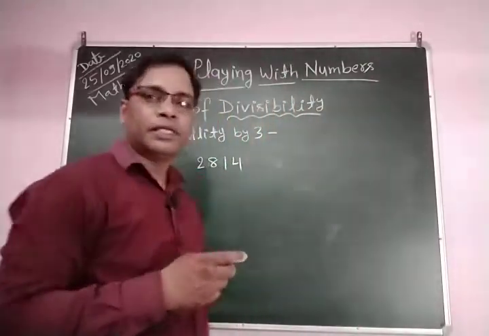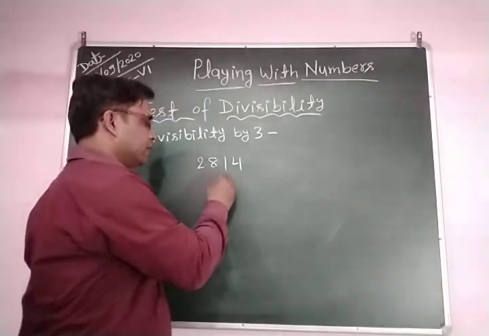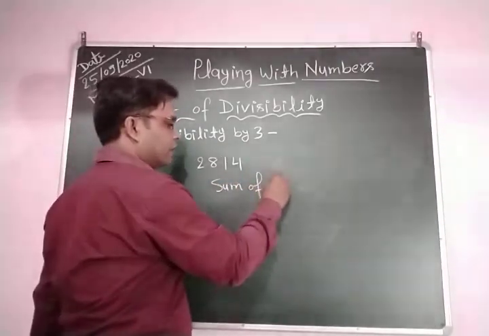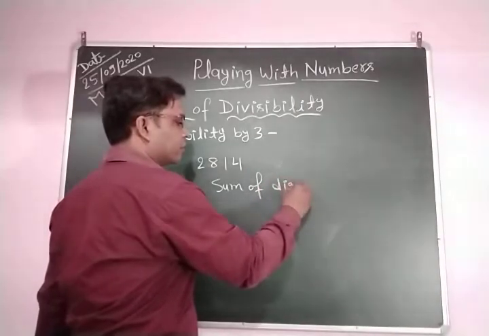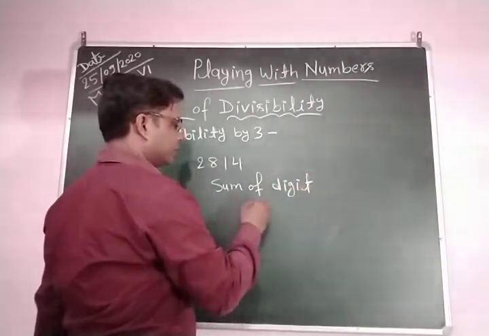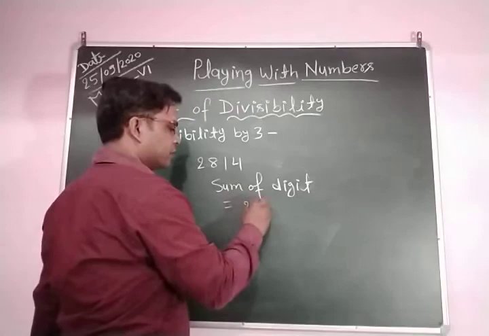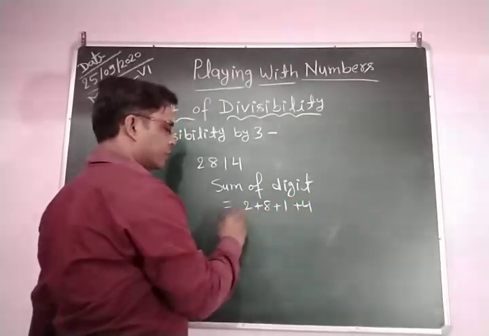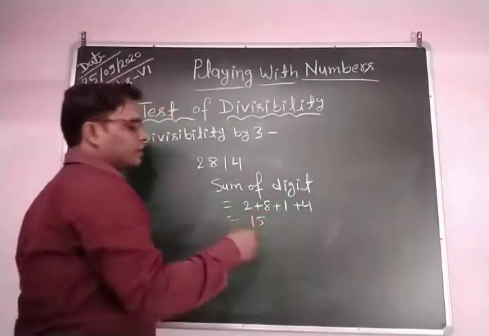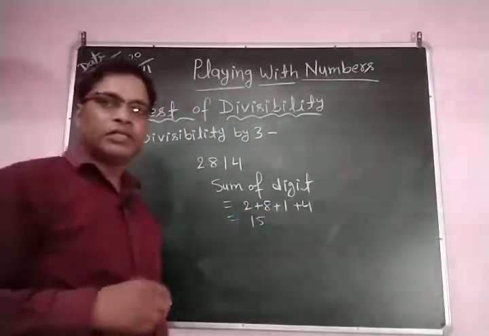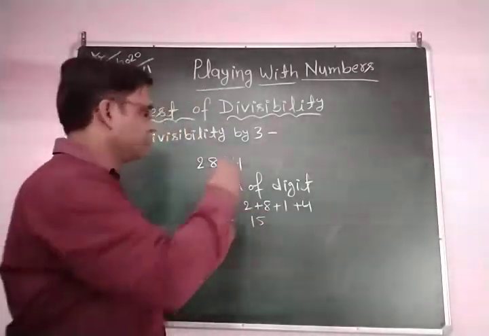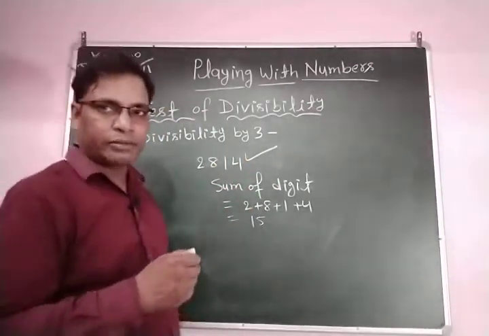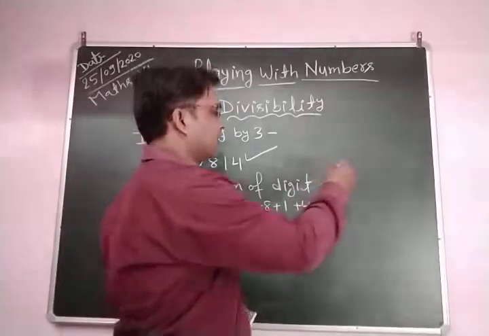So how to find the sum of digits? We write here, sum of digit, is equal to 2 plus 8 plus 1 plus 4, which is equal to 15. So 15 is divisible by 3 because 15 is a multiple of 3. So this number is divisible by 3. You can check by the division method. Let's check it.